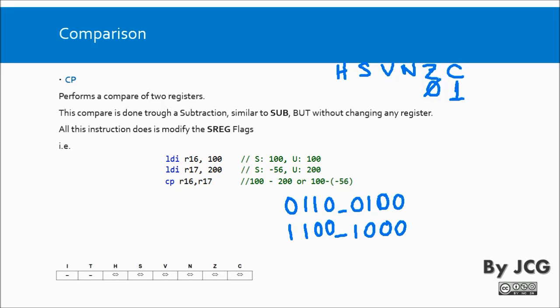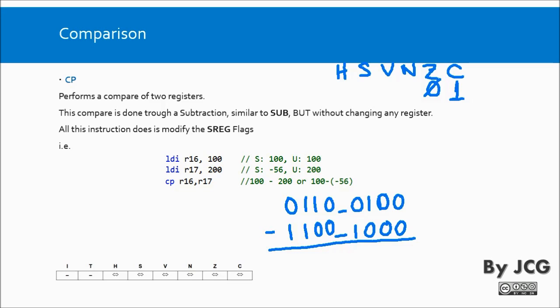You could perform the 2's complement of 200 in order to get, let's say, the negative value. However, in this case, we're going to go with the subtraction, especially because we want to know the half carry. So what is the result of this operation? First we start from right to left.